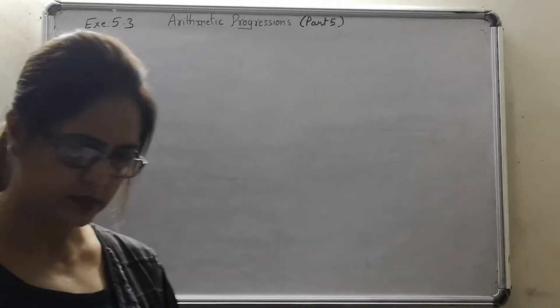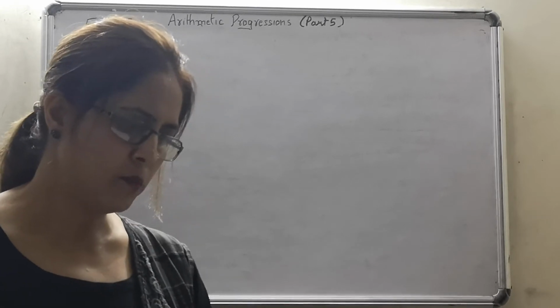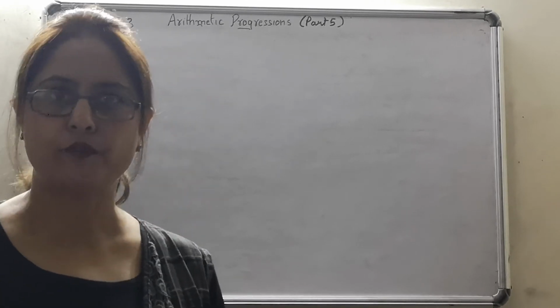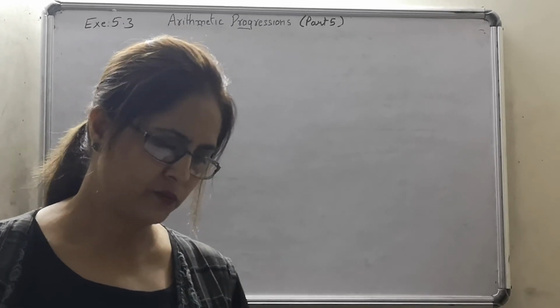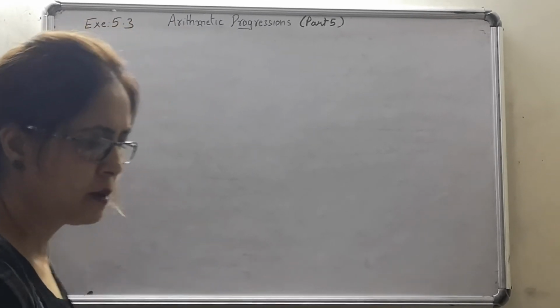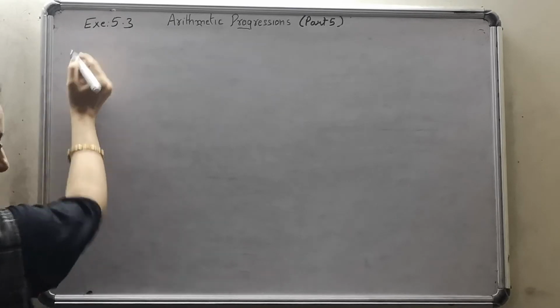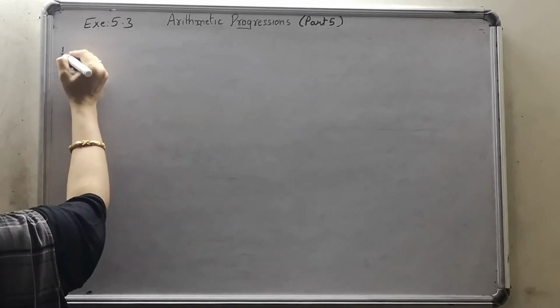So the next one is find the sum of first 15 multiples of 8. This is not much different from the previous one. Even then I'll discuss it with you. Sum of first 15 multiples of 8. This is your question number.